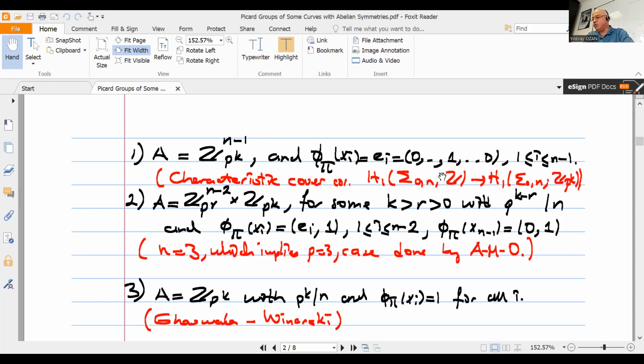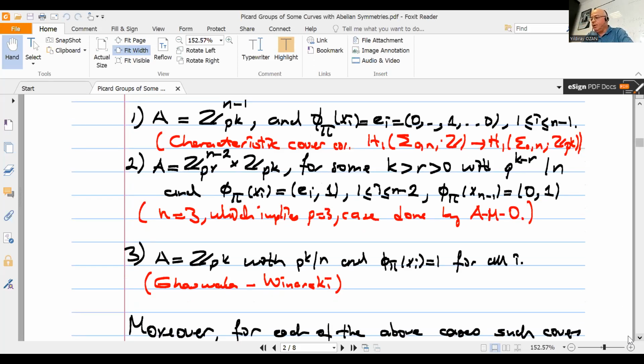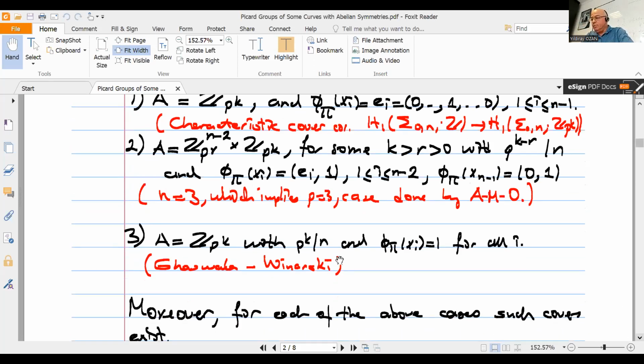This covering is actually something known. Of course, this is the so-called characteristic cover, and it was known that any homeomorphism of the base lifts to the characteristic cover. This is a classical thing. What wasn't known was the third one, actually, first. This is proved in 2017 by Gaswala and Winiarski.